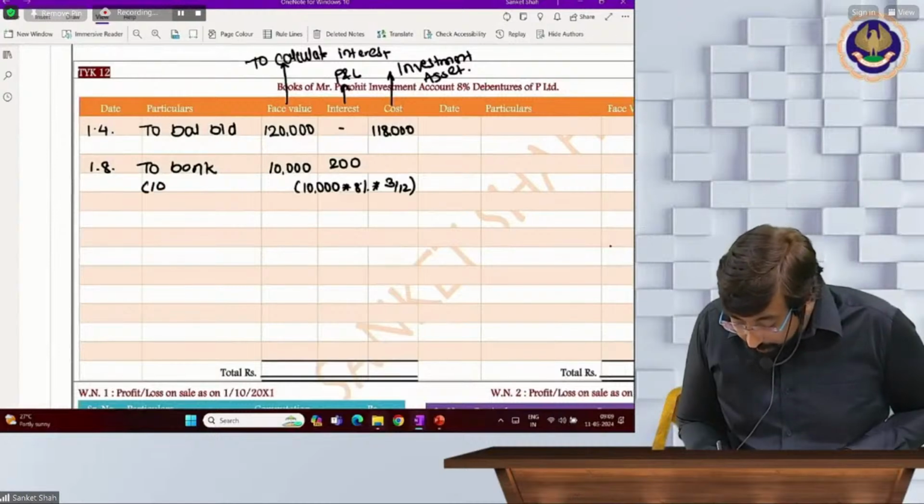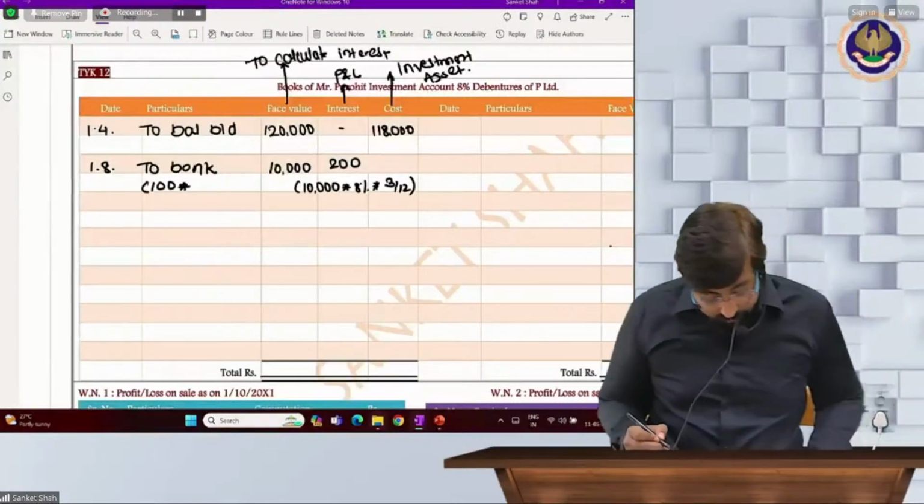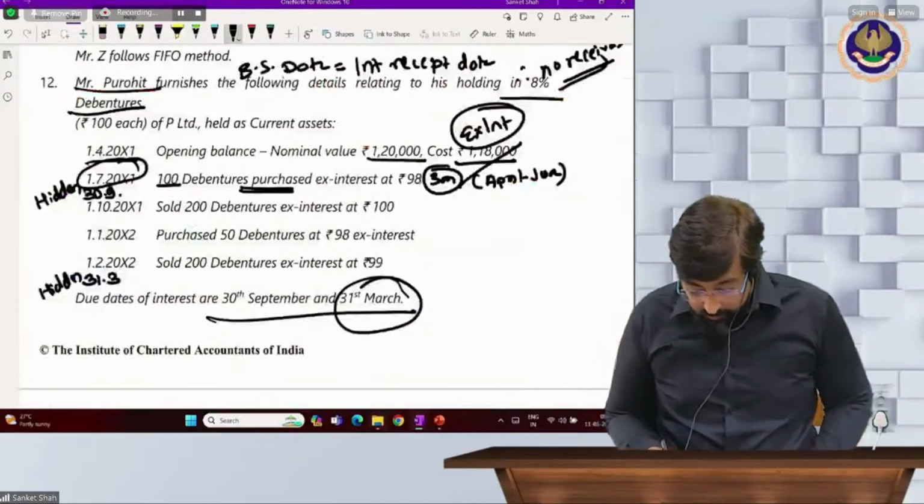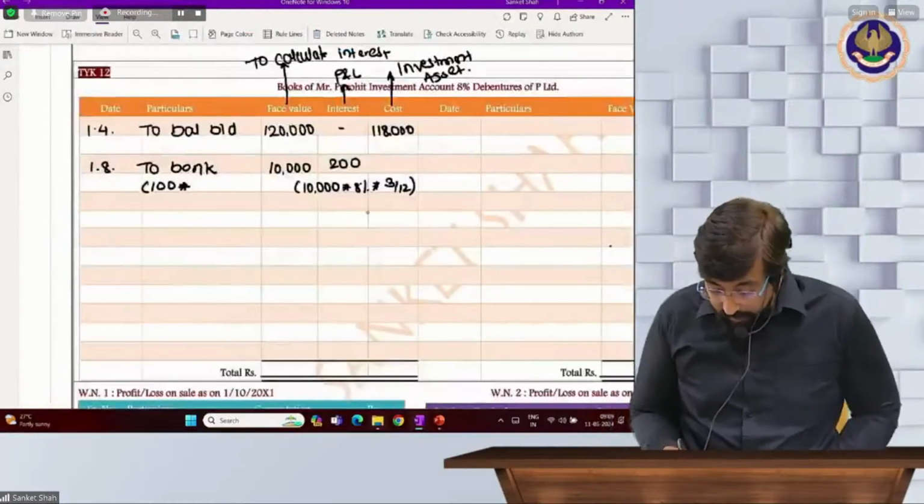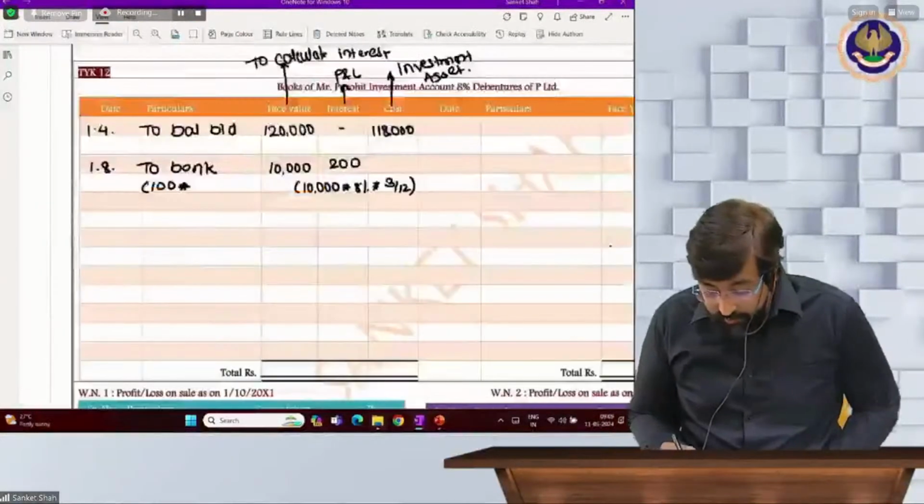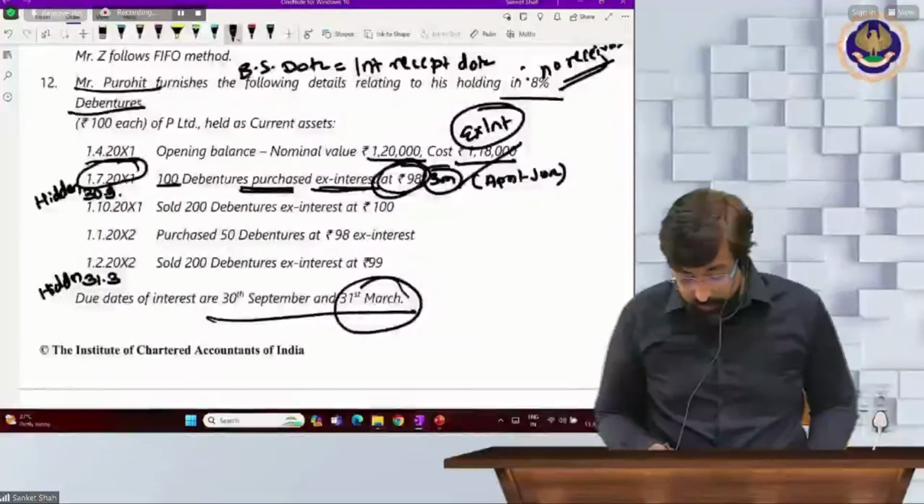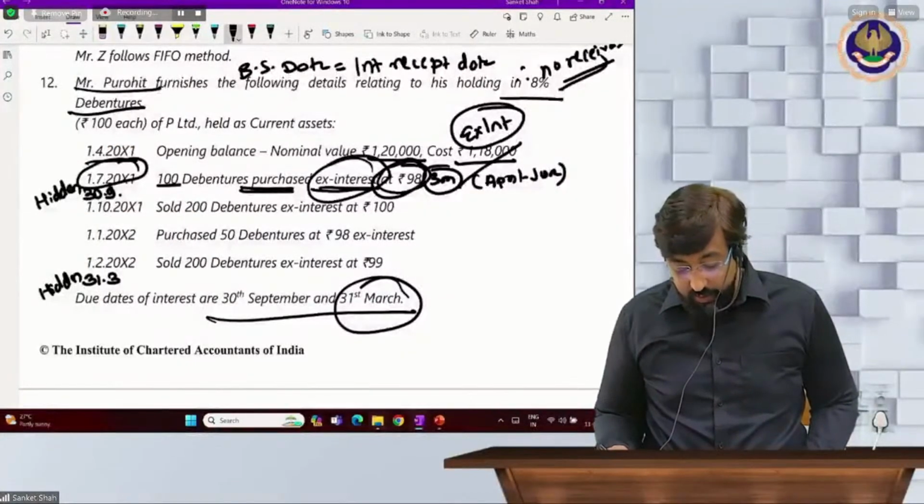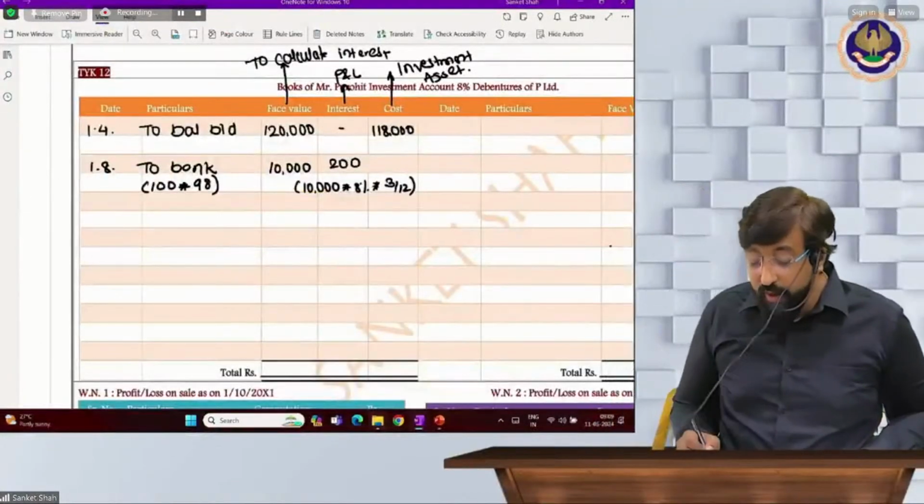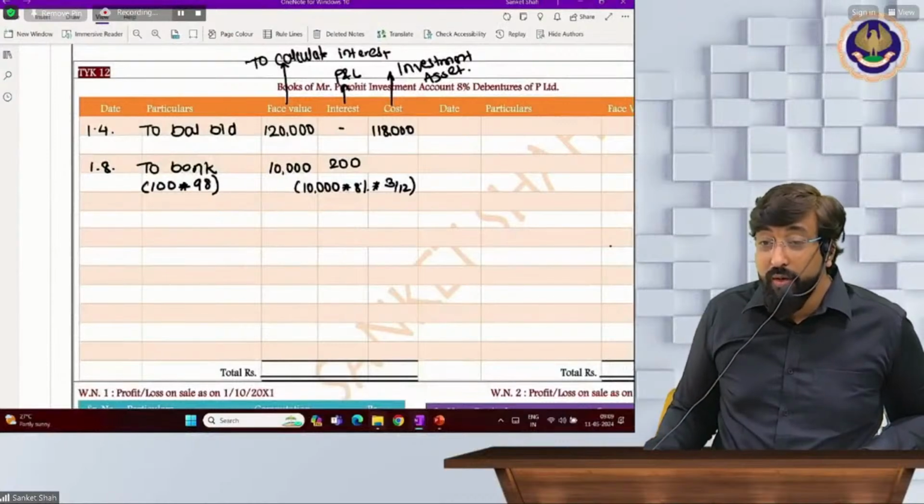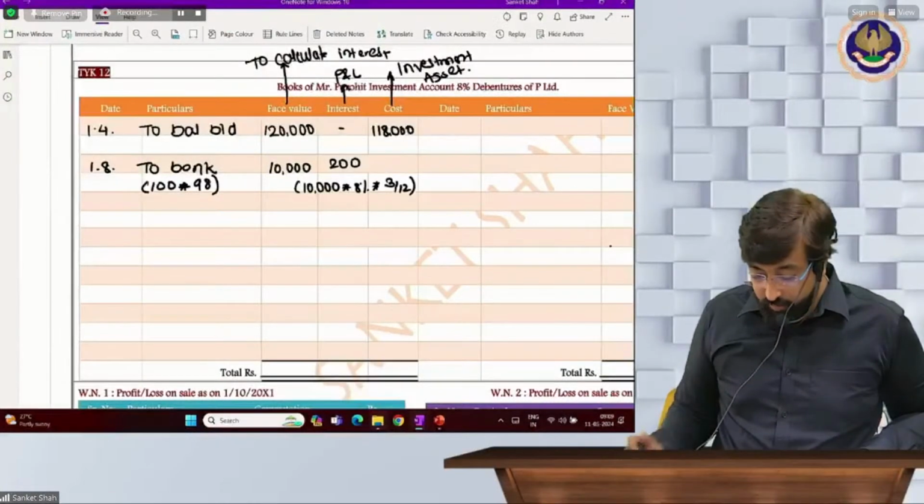So 100 debentures we bought. What is the price, beta? 98. Ex interest or cum interest? Ex interest, given in the question. So should I deduct 200 again or not deduct 200? Don't deduct.